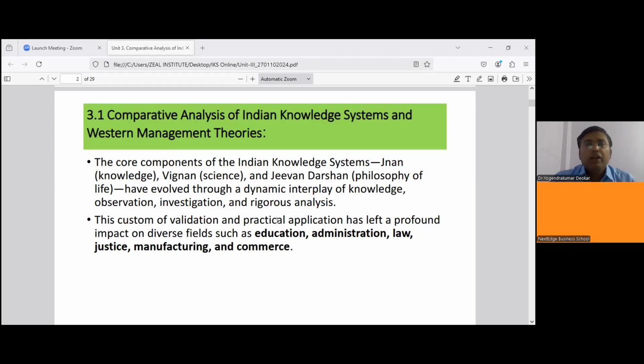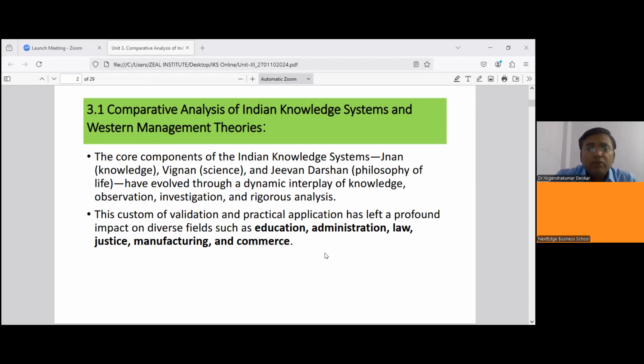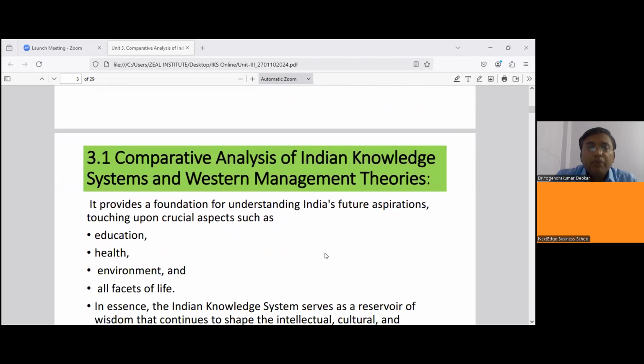culture. Okay, Indian culture, in units number 1 and 2, we tried to understand the Indian culture, but in unit number 3, the main thing is what we should take from the Western culture. Okay, in the case of the Indian knowledge system, education, administration, law, justice, manufacturing, and commerce, all these sectors were under the proper influence of IKS, where Jivan, Darshan, Vigyan, Gyan, all these factors were interconnected. But when we compare, then it is very essential to know what to take from the Western culture.